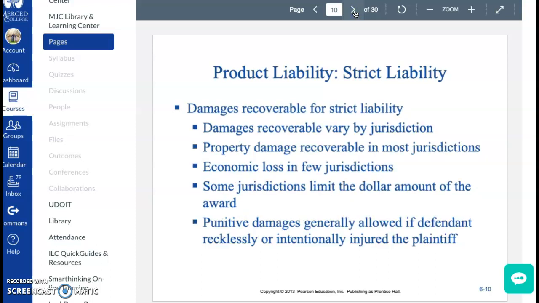Damages that are recoverable vary by jurisdiction. Property damage is sometimes recoverable, say there's an explosion, economic loss in a few jurisdictions, and then we have some civil caps depending on your tort legislation and kind of where you're allowed to have those caps.